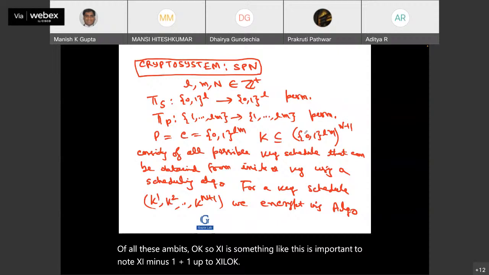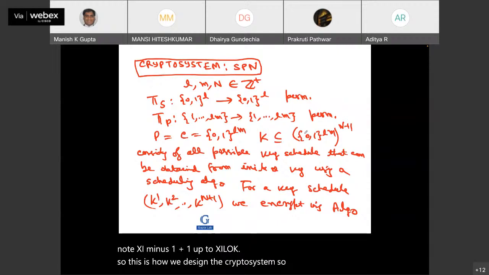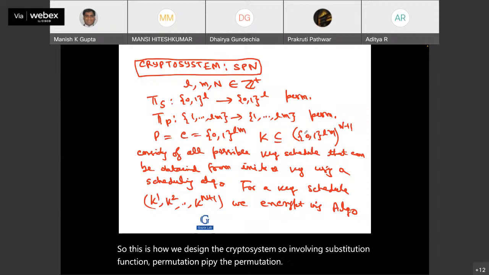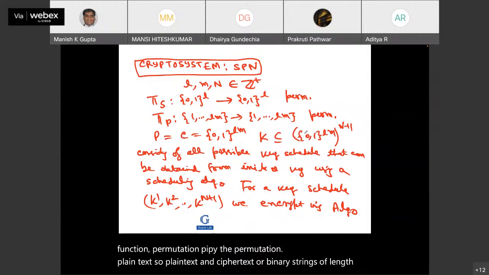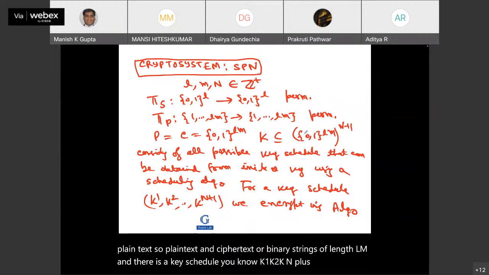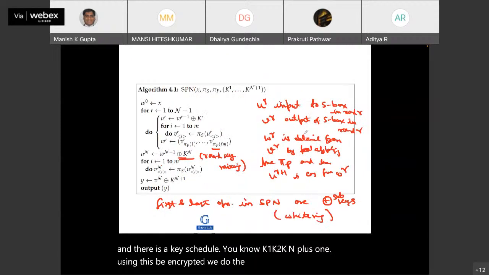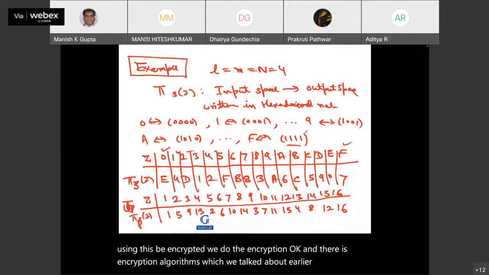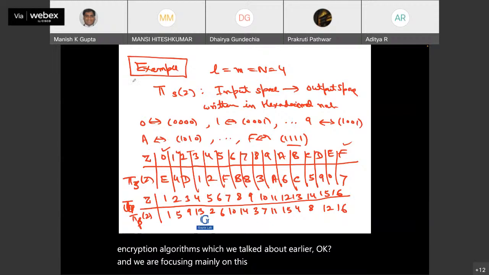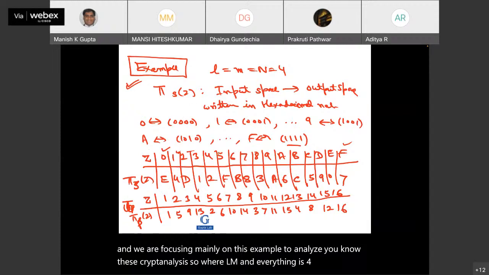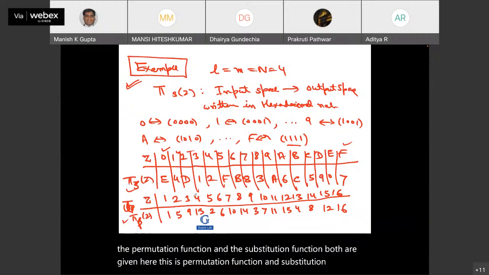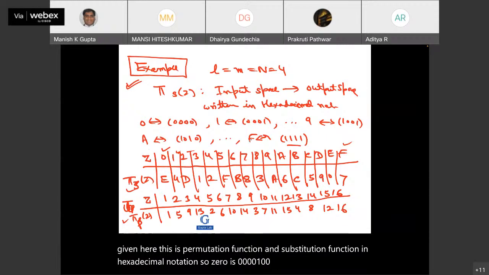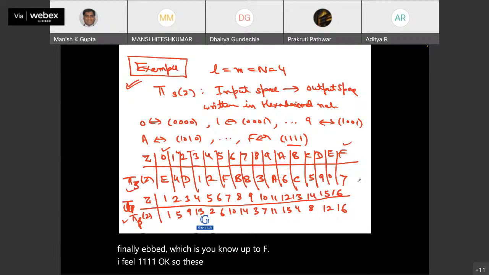This is how we design the crypto system, involving a substitution function and a permutation. Plain text and ciphertext are binary strings of length LM, and there is a key schedule K1, K2, up to K(n+1). Using this, we do the encryption, with the encryption algorithm which we talked about earlier. We are focusing mainly on this example to analyze the cryptanalysis, where L and M are both 4. This is the permutation function, and the substitution function is given in hexadecimal notation: 0 is 0000, 1 is 0001, and so on, up to F, which is 1111. These are the 16 values we use in the hexadecimal notation.